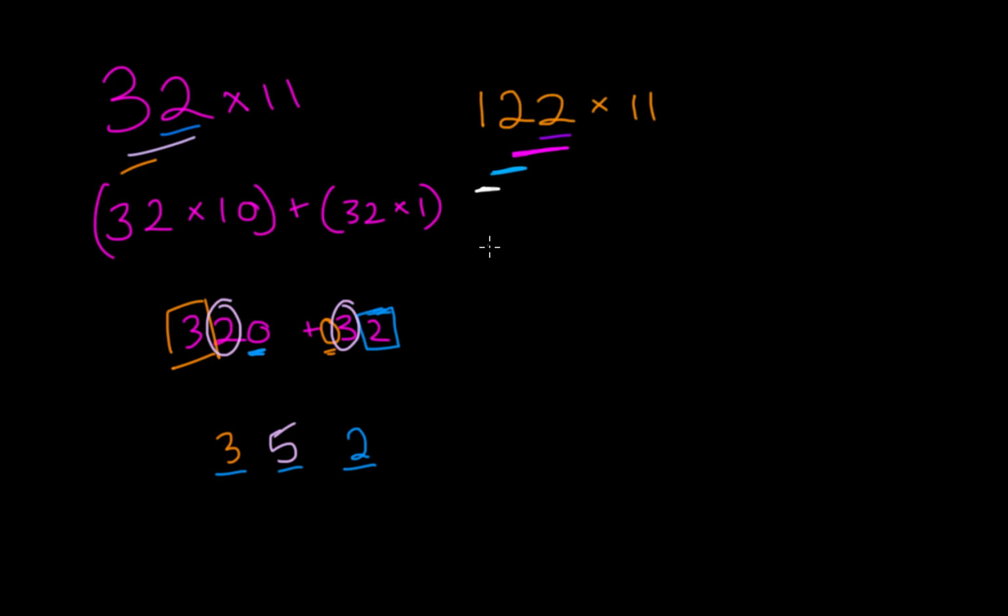It would be 122 times 10 plus 122 times 1. Oops, my alarm went off. Okay. 122 times 10 plus 122 times 1. And then what we do here is the same thing as before: 1, 2, 2, 0 plus 1, 2, 2.